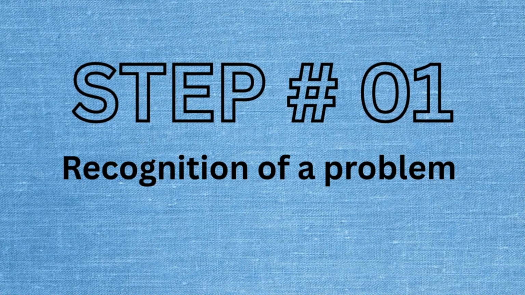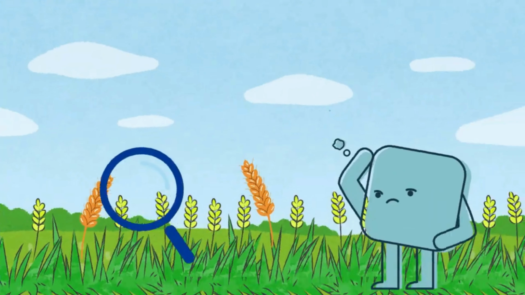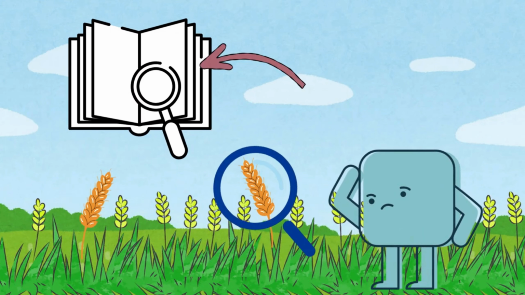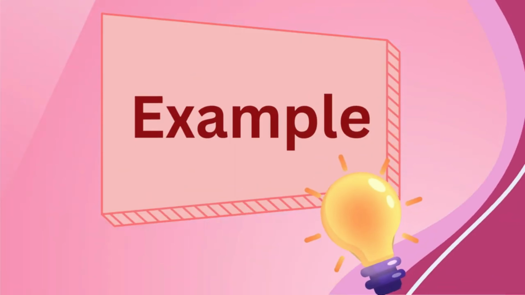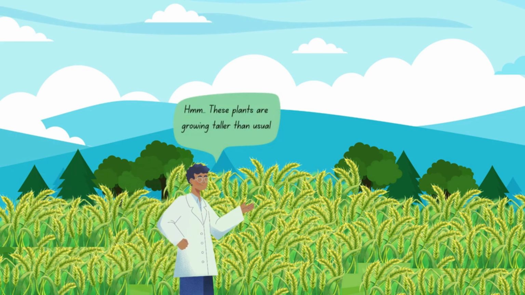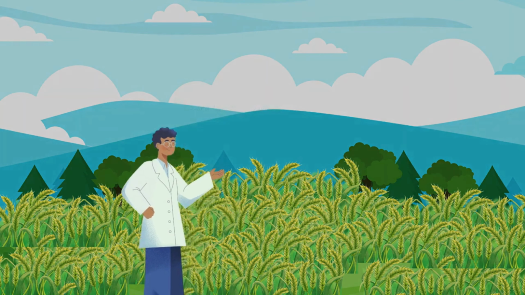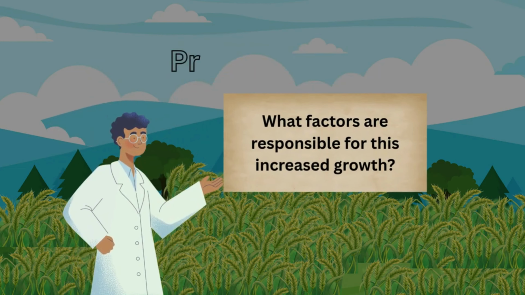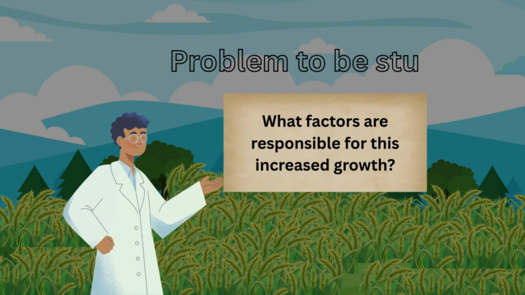This step is called recognition of a problem, the moment when an observation becomes the starting point of scientific inquiry. For example, a biologist might notice that plants in a particular area are growing taller than usual. Instead of ignoring this, the biologist asks, what factors are responsible for this increased growth? That single question becomes the problem to be studied, and it marks the first step of the scientific method.